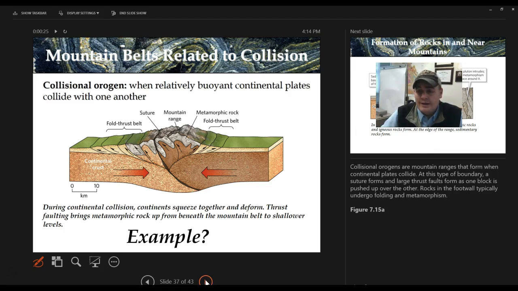Same thing can happen when you have two continents coming together, right? Two continents coming together, you're going to have thrust faults on both sides here, okay, as they are basically pushing up on top of each other. The hanging wall goes up, footwall goes down, forming these nice little thrust belts on both sides.